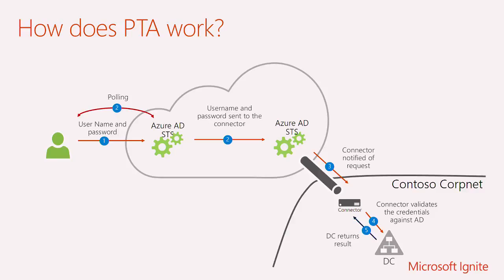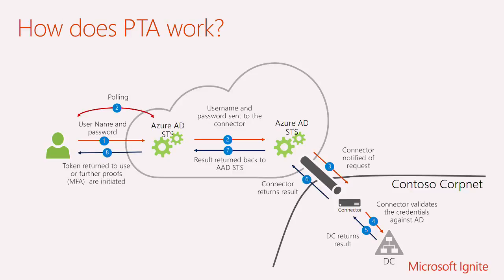Your domain controller returns a result. In that case, it's saying, yes, you're allowed, or no, you're not allowed. And then the connector is smart enough to push back up into its other service bus queue a response saying, I've found a valid authentication request or an invalid one, here's the response. And just like that, the result is returned to AAD, and a token is returned back to the user account if any further proofs are needed. So you can initiate multi-factor authentication after this has taken place.